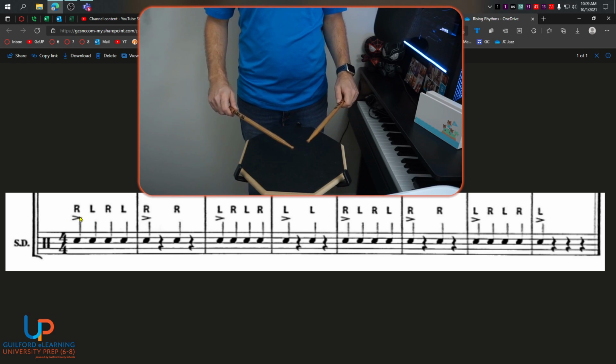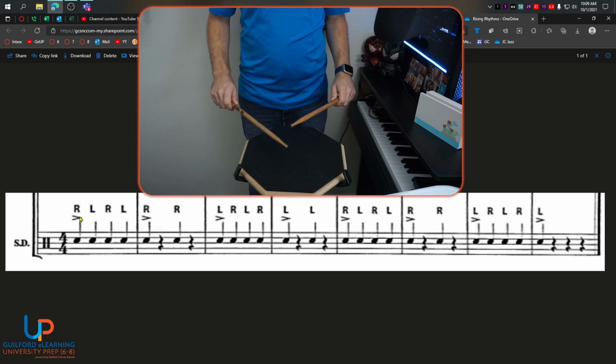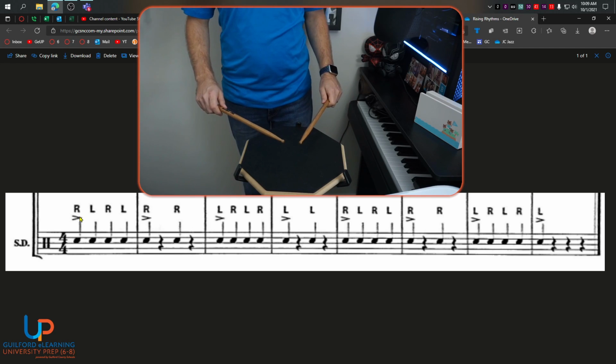Here we go. 6, 7, beginning. Right, left, accent, low. Accent, right, left, accent, low. Right, left, accent, low. Accent, low, low, low, accent. You'll have to practice that to make sure you're in control.